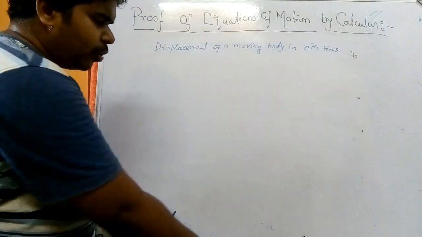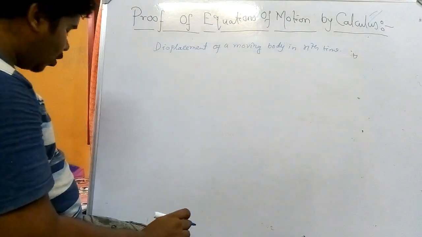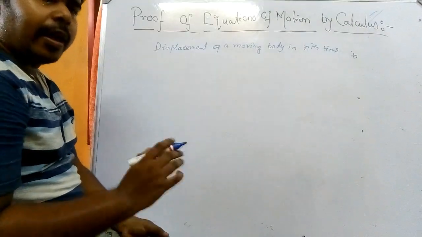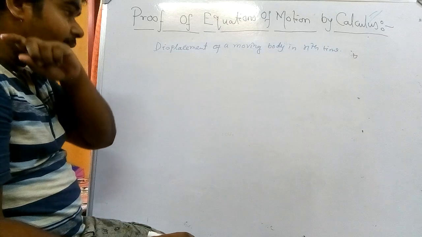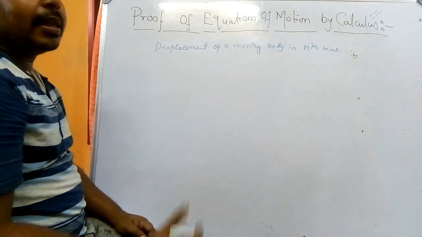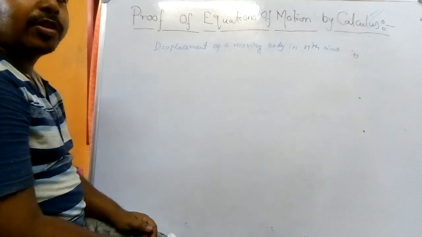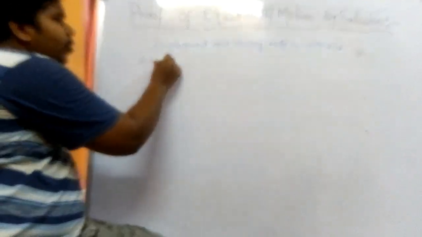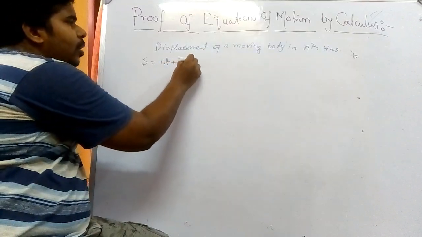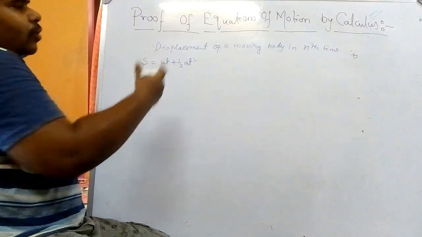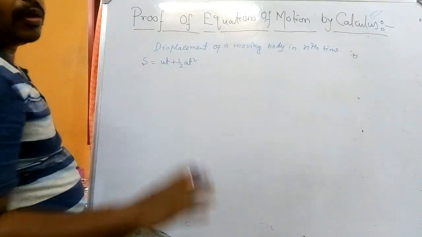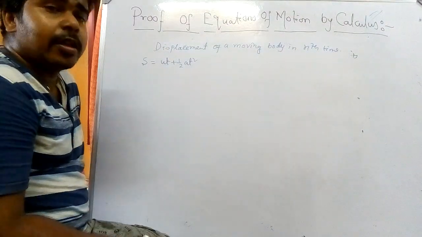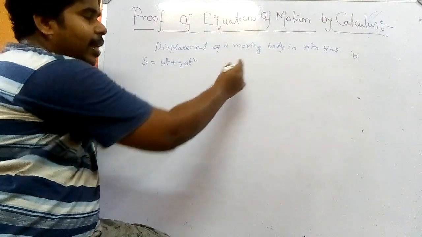Assume it is told to you to find the displacement of a body in 10 seconds. If acceleration and initial velocity are given, you will easily write s equals ut plus half at square. You will put the value of time, initial velocity, and acceleration, and you can find the displacement in 10 seconds.